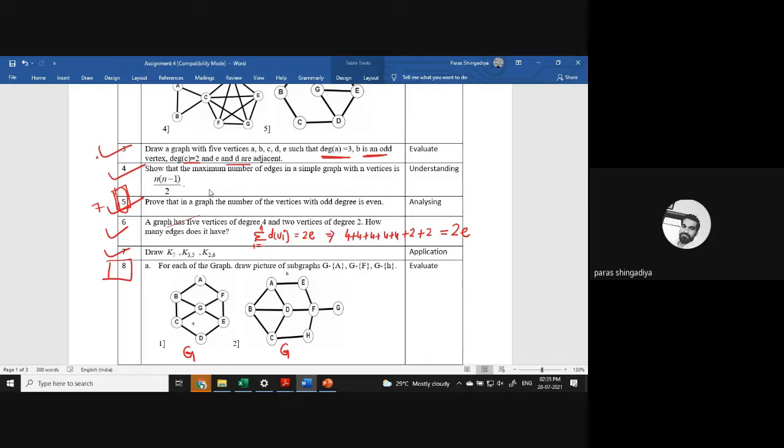G minus A. What is the meaning of G minus A? You have to delete this particular vertex from this graph. You get a new modified graph after deletion of vertex A, and that is known as a subgraph of the main graph. We delete the vertex here. So what will be the remaining graph in the first one? You have to delete this vertex.